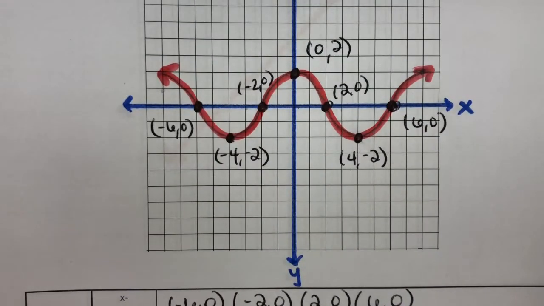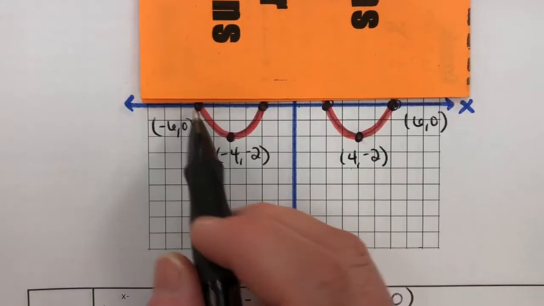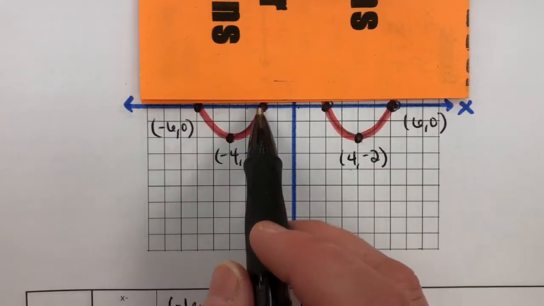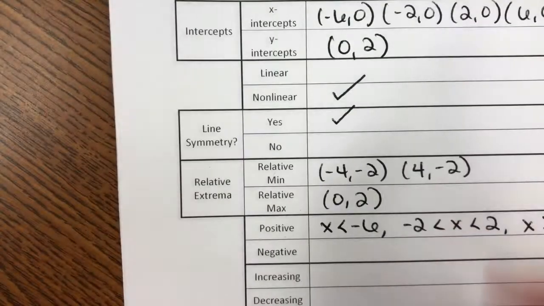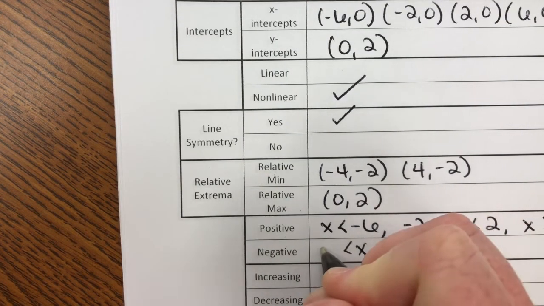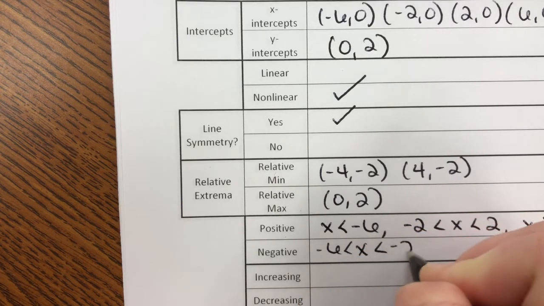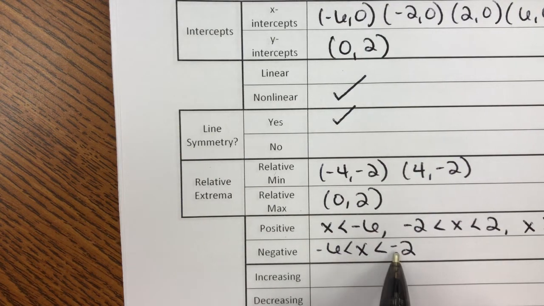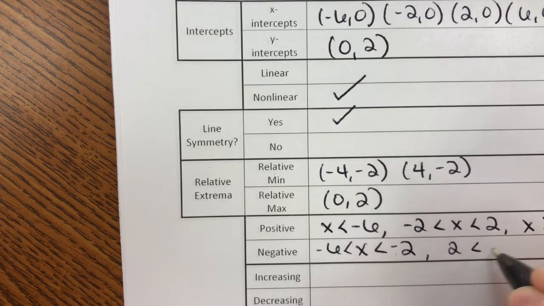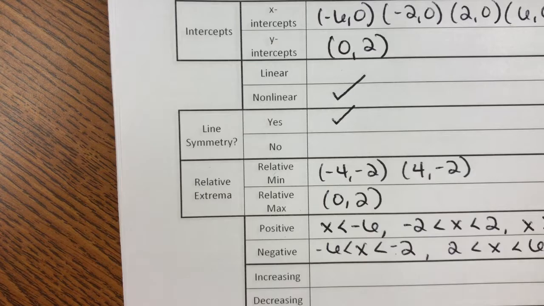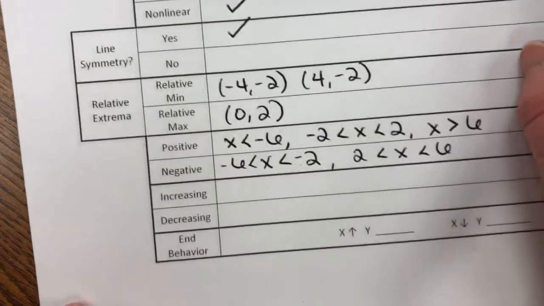What about the parts that are negative? If I cover up the top, where are they negative? In between -6 and -2, and in between 2 and 6. So x has to be bigger than -6 but less than -2. And then the same thing on the right side, when x is in between 2 and 6. Think of it like water. The x-axis is like water.